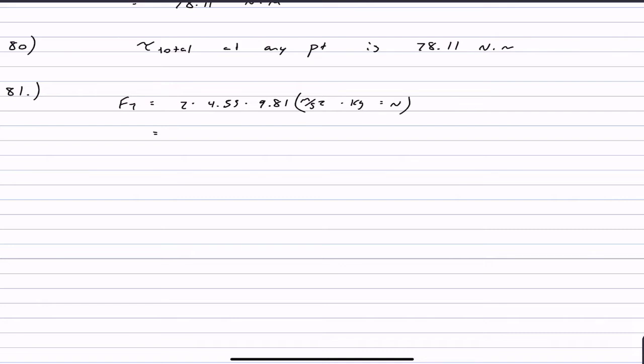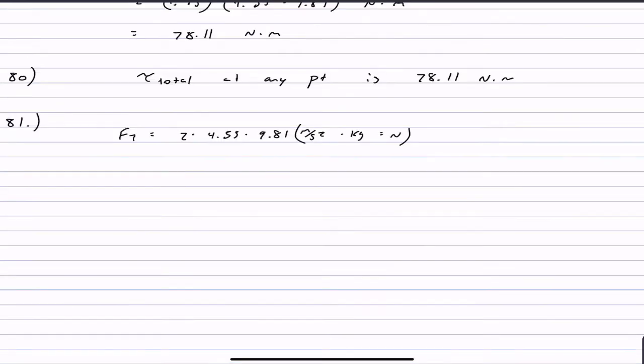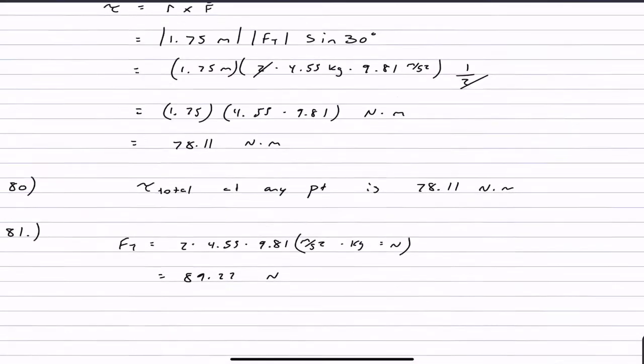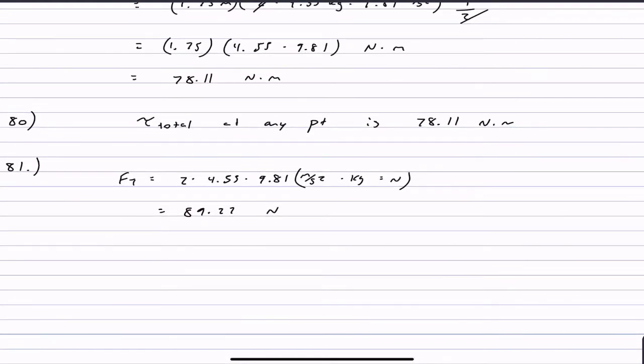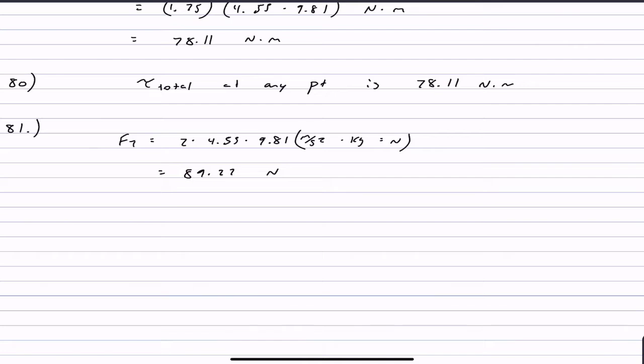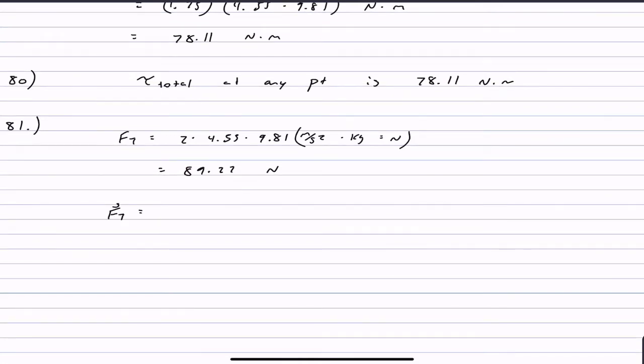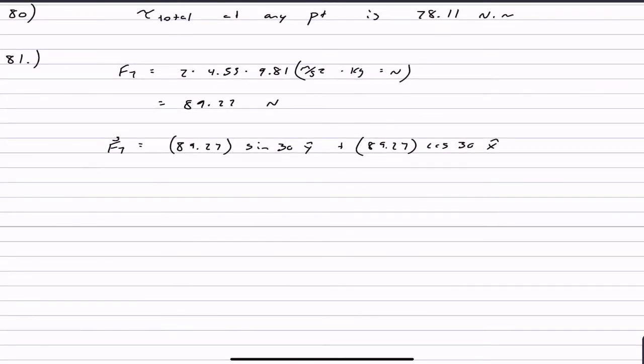And this gives you a value of 89.271. Say 89.27 newtons. That's the magnitude of the tension force. If we were intending to find this in vector form, then you would just take this sine 30 y hat plus cosine 30 x hat. That would give you the tension, the total tension, right?